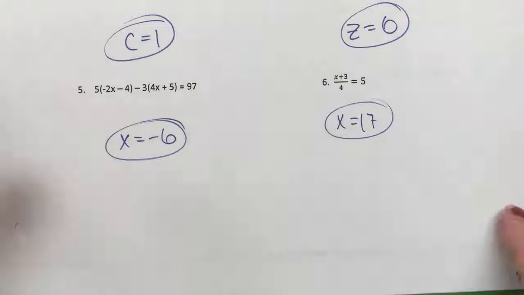Alright guys, let's talk about last night's homework real quick. You ready? Last night's homework was page 5 and 6. So here's what we're going to do. Let's look at page 5. We are going to turn in page 5, but not page 6.